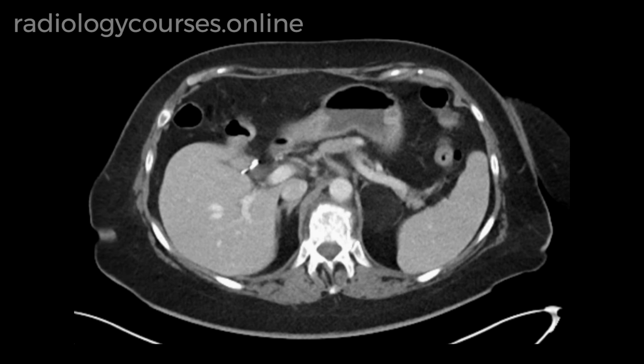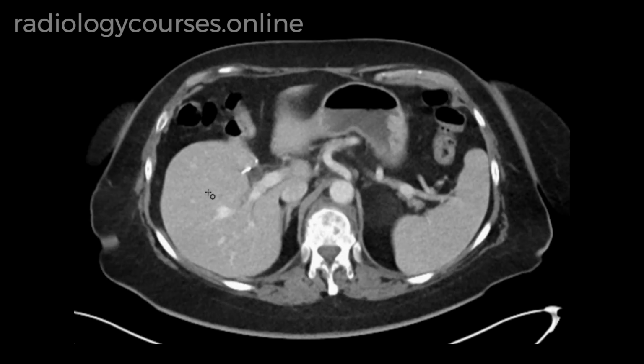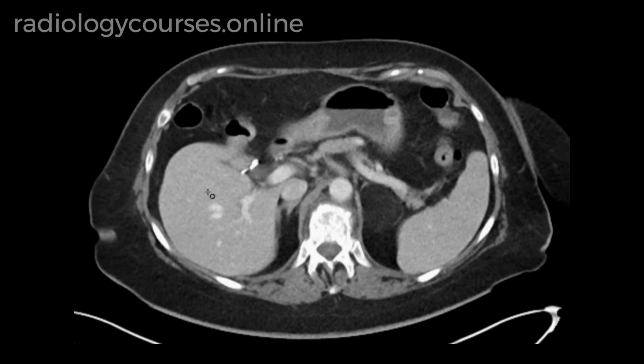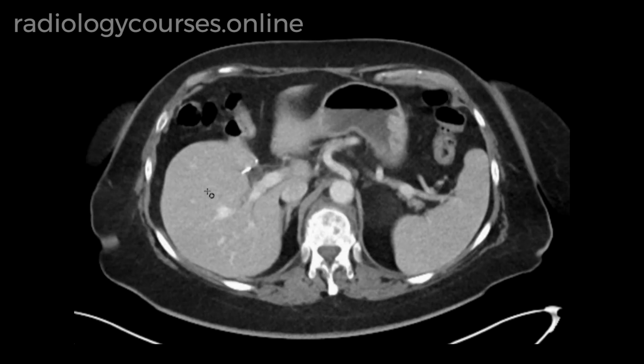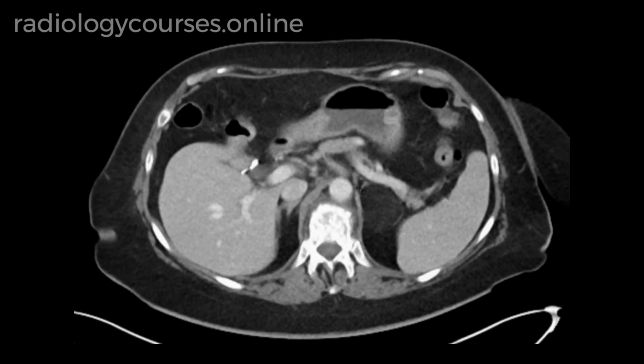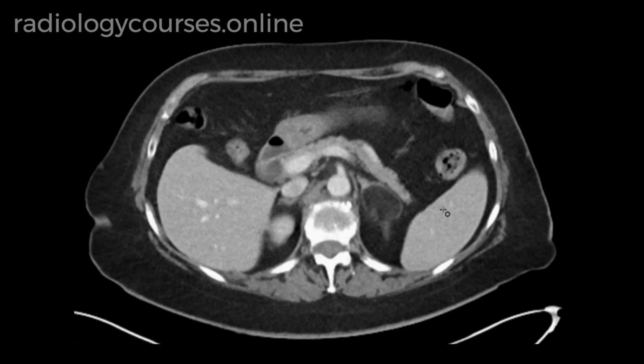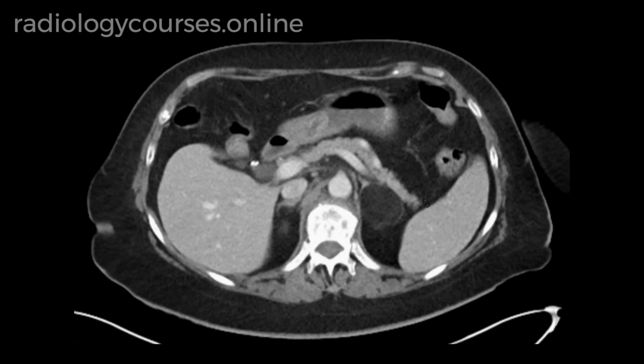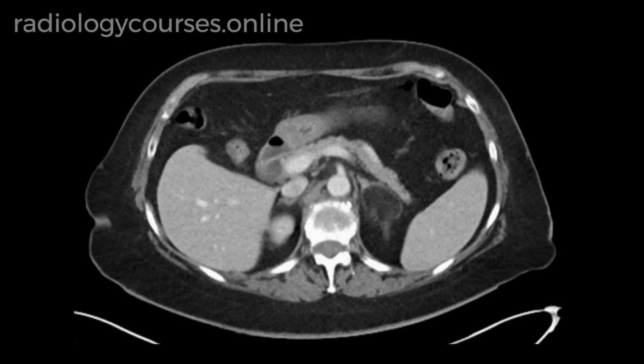Here we have CT of the abdomen and pelvis in a 75-year-old female with a history of acute abdominal pain with suspicion of a bowel obstruction. What I am trying to show here is this incidental finding in the left side of the retroperitoneum, in the region of the left adrenal gland.